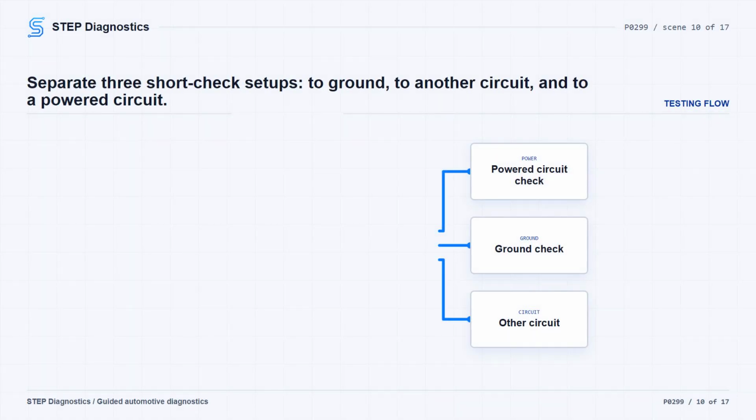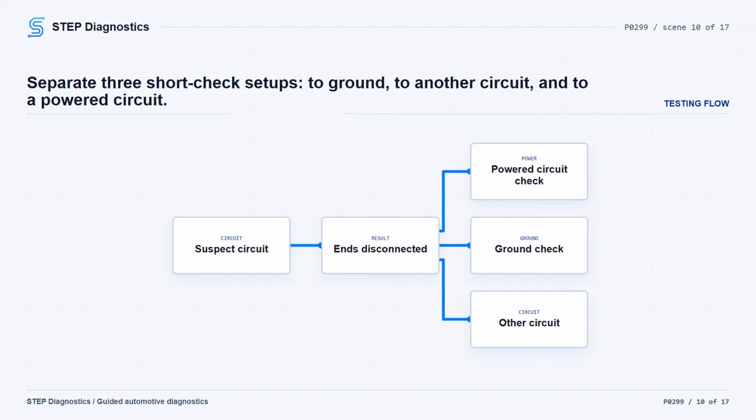To check for unintended continuity to ground, disconnect both ends of the suspect circuit and measure between that circuit and ground. Expect resistance greater than 10,000 ohms. To check for unintended continuity to another unpowered circuit, disconnect both ends of both circuits and measure between them. Again, expect resistance greater than 10,000 ohms.